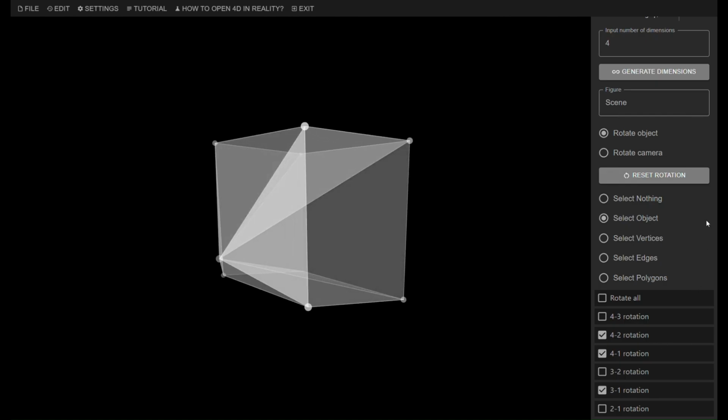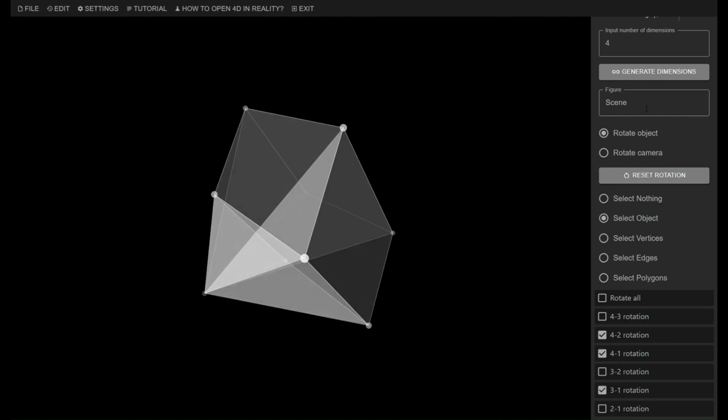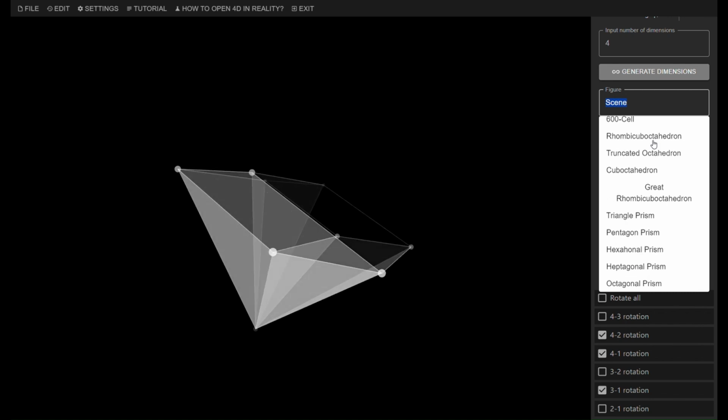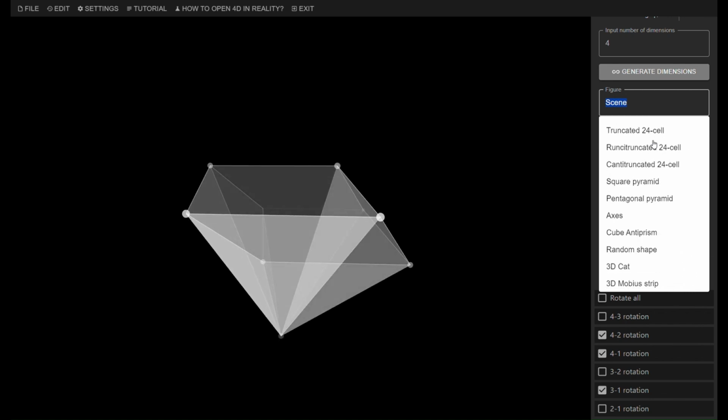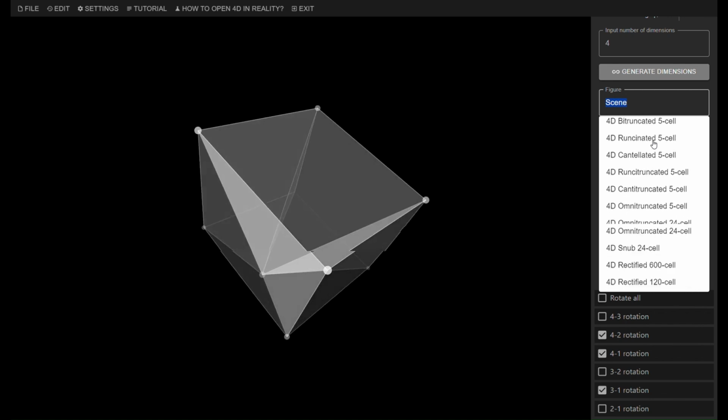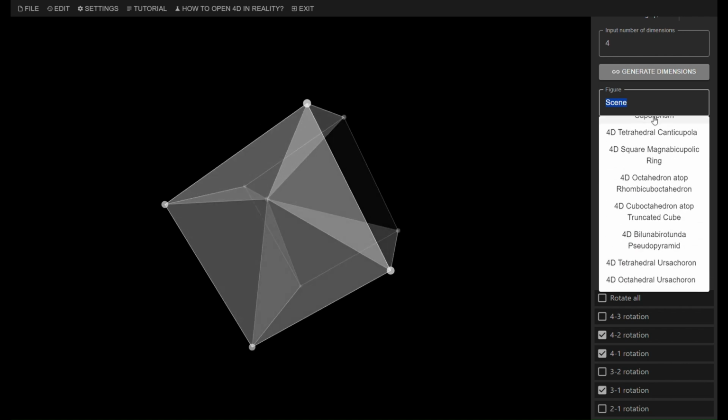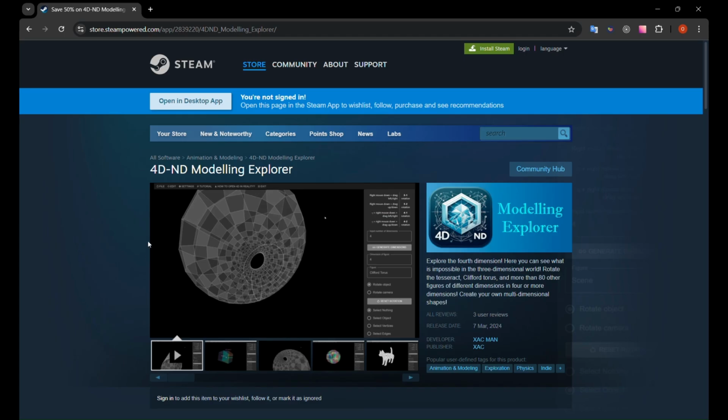This program has more than 80 basic figures from different dimensions: 3D, 4D, 5D, and higher. And also in this program you can model your own figures in any dimensions. The program is called Ford and Modeling Explorer.